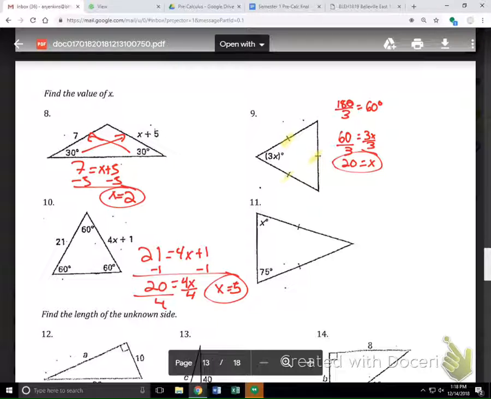Okay, over here we see that when we have congruent sides, the angles opposite of congruent sides are congruent. So that means that these have to be congruent. So x equals 75 degrees. That was easy. Not so bad.